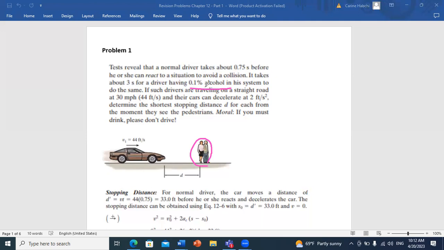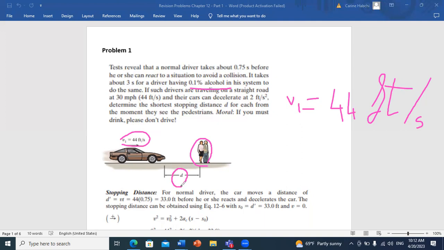This is the difference. Okay, now we know in this problem the initial velocity v initial v1 is 44 feet per second, and we know what is the distance between the car and the persons. Okay, so here they are asking us to determine this distance, the minimum distance needed to stop our car. Okay, so to do this, we don't know D, but to stop the car, what is the final condition when we reach the persons? The velocity should be 0. Exactly. V final, V2 is equal to 0.